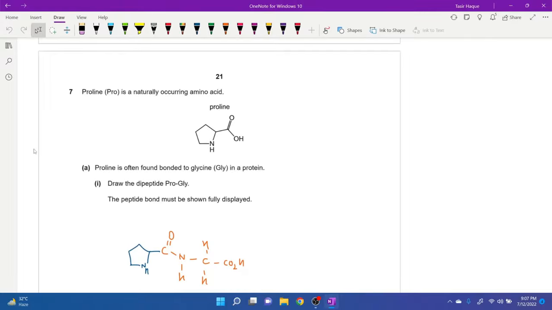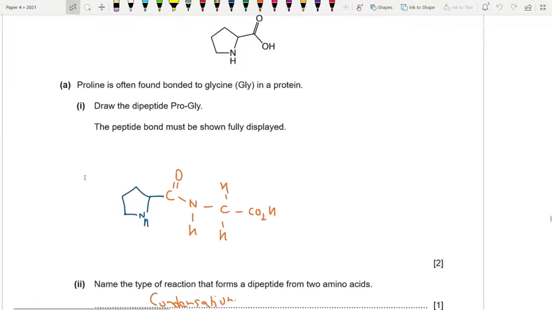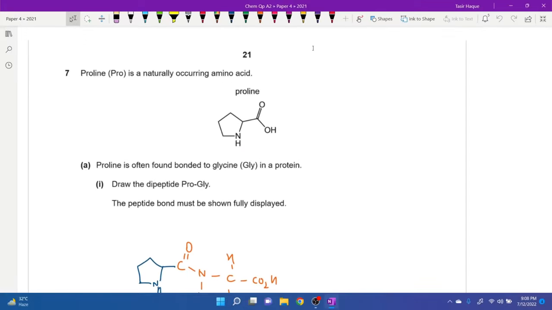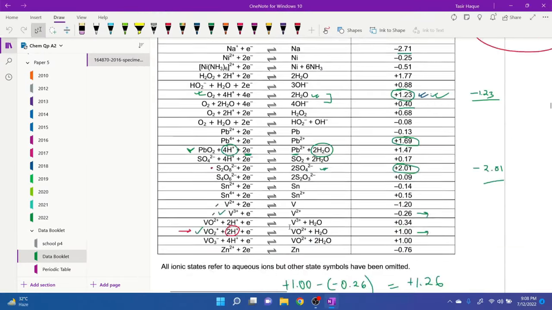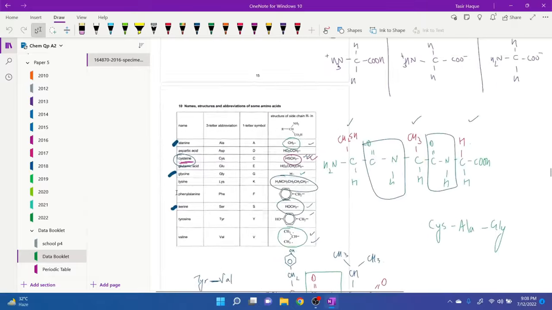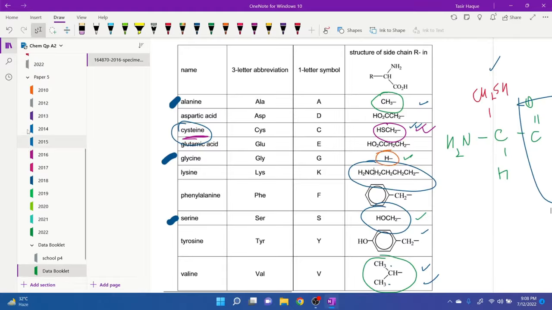Proline is a naturally occurring amino acid, right? Proline is often found bonded to glycine in a protein. Draw the peptide Pro-Gly. You won't have the data booklet anymore, but in the data booklet you basically have the R groups of amino acids. If you go to the end of the data booklet, you're going to find that glycine is the simplest amino acid with an R group of hydrogen only. That's literally it.